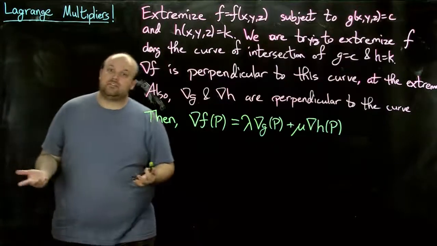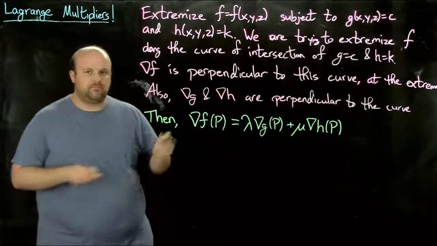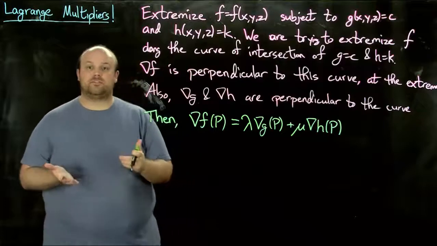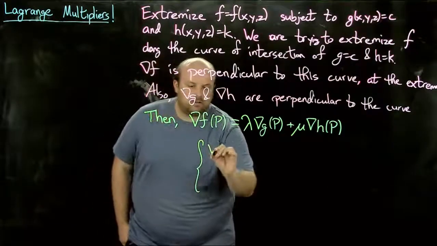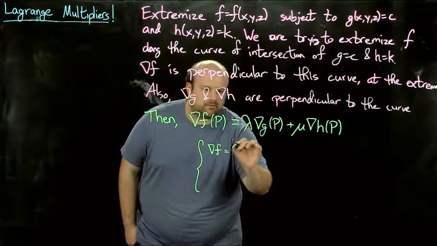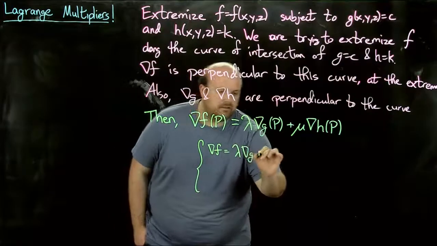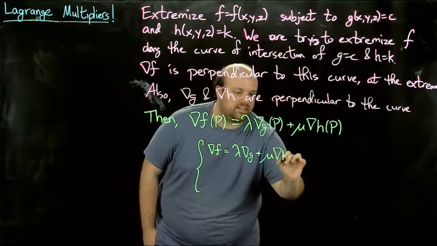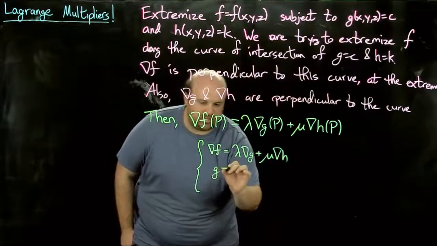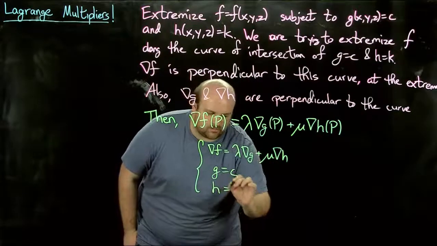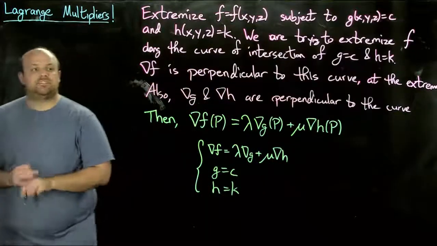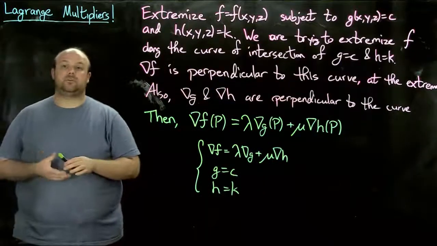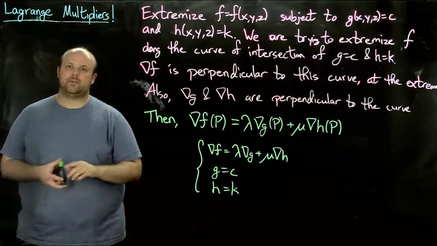And then that's our new Lagrange multiplier condition. So the Lagrange multiplier system of equations are now given by gradient of f equals lambda gradient g plus mu gradient h, g equals c, h equals k. Right? So this is the system of equations to solve in the case when we have two constraints.